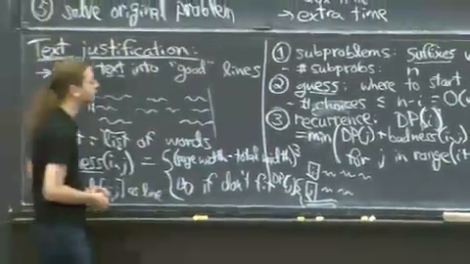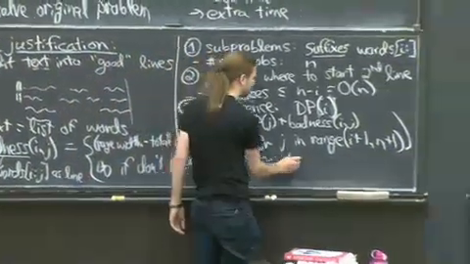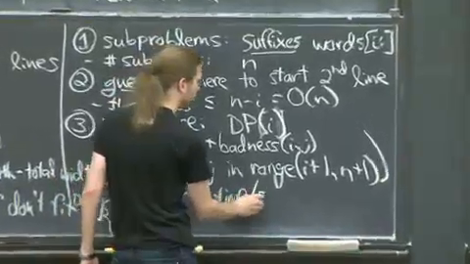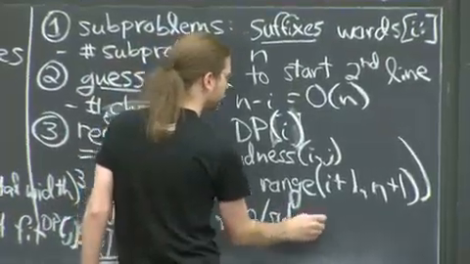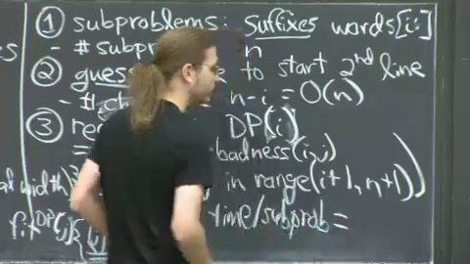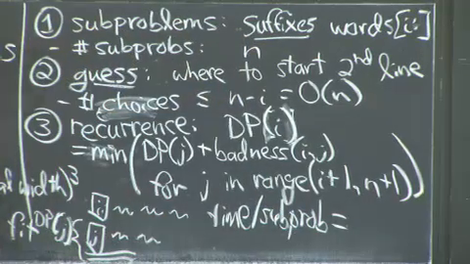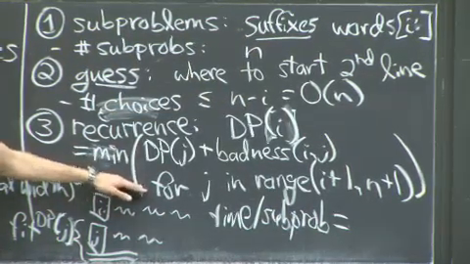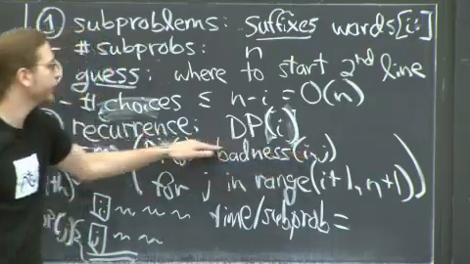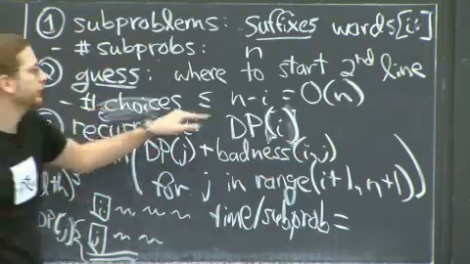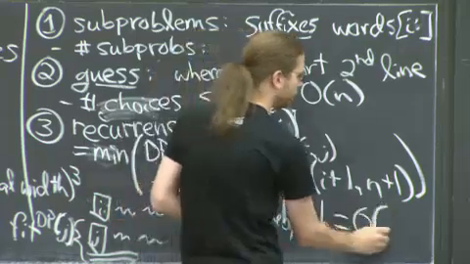We need to check some things. Right now we just want to compute how much time this costs, time per subproblem. I have to do this for loop. Basically, I do constant work. All of this is constant work for each choice. I said there's order n choices. So this is order n.